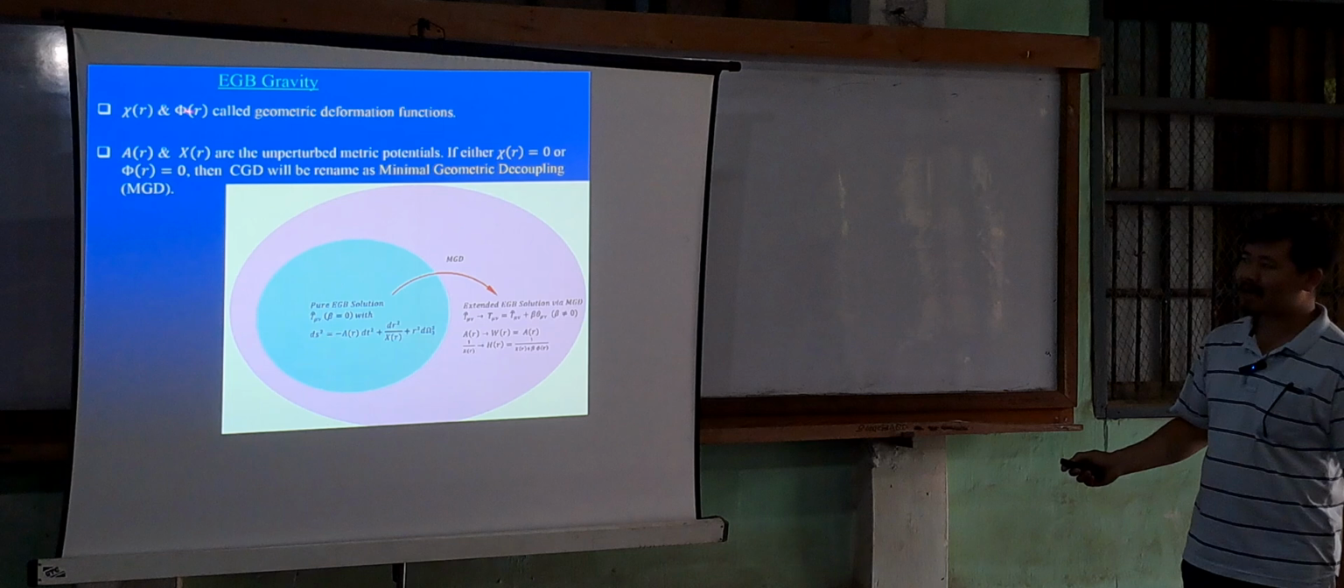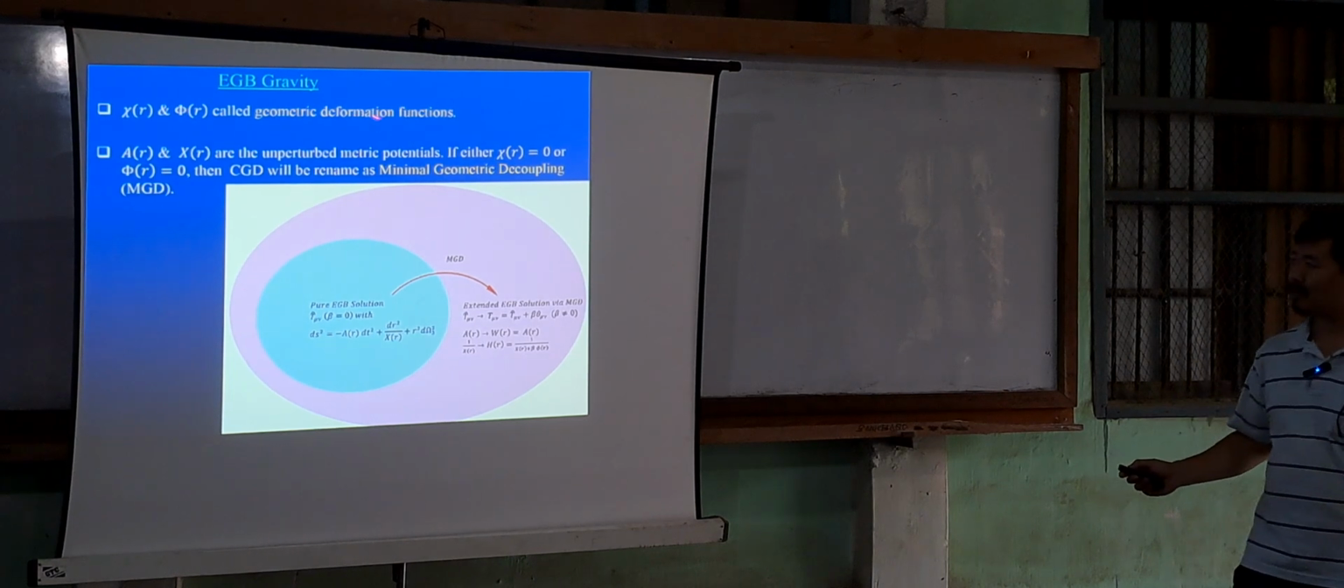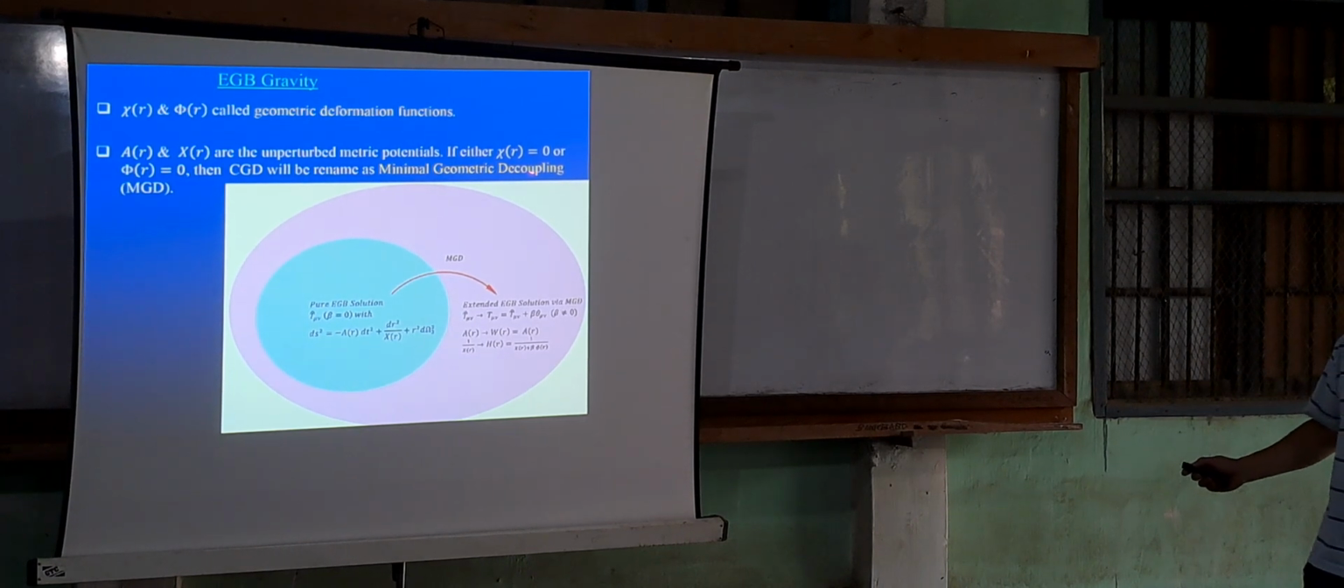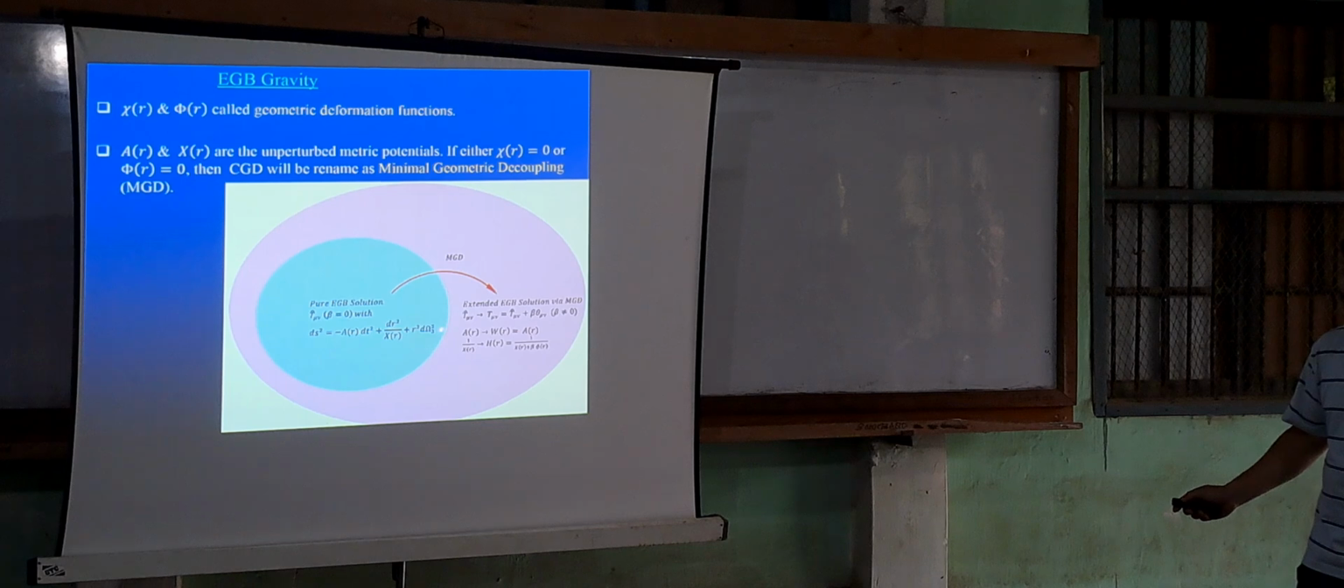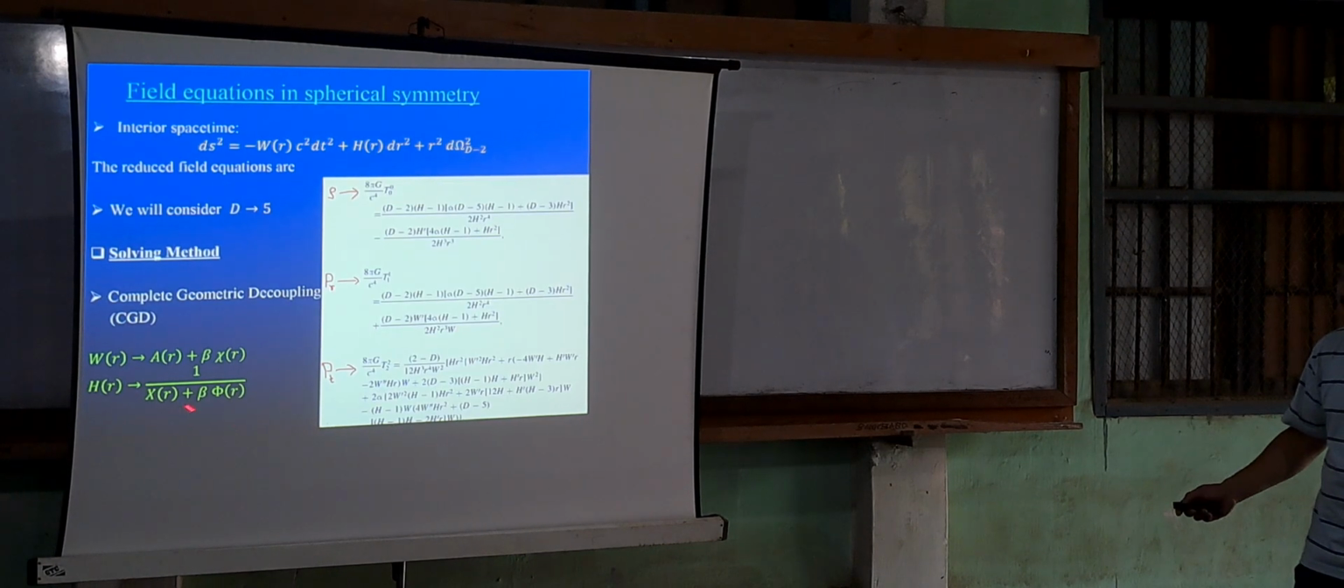So phi and xi are called the geometric decoupling functions. If one of them is 0, then we call it minimal geometric decoupling. So this is the unperturbed system. So here A and X are there. So A and X are here.